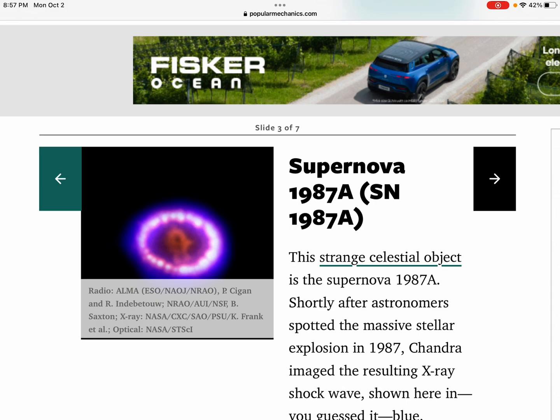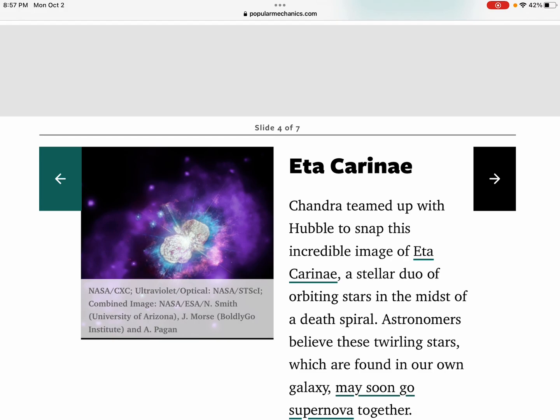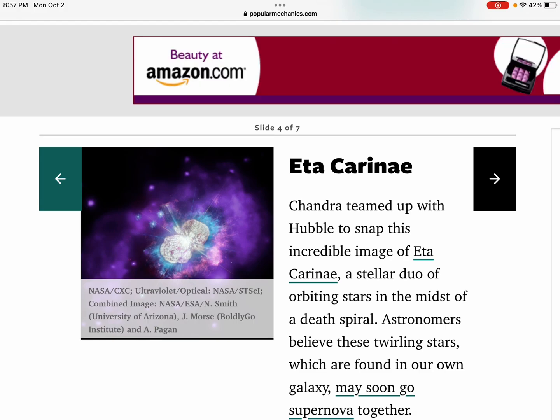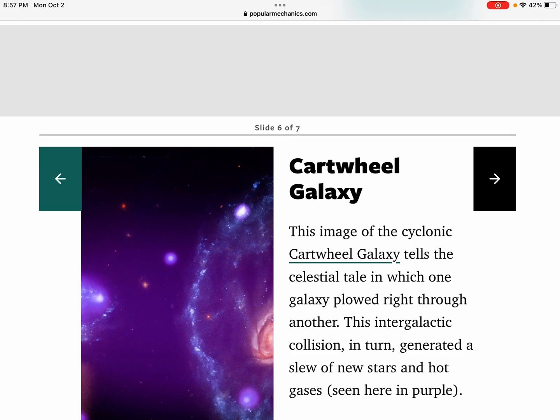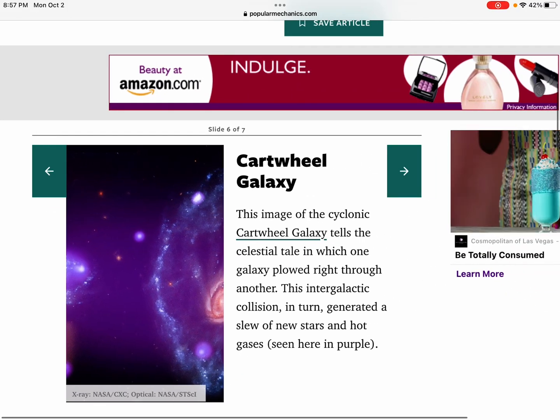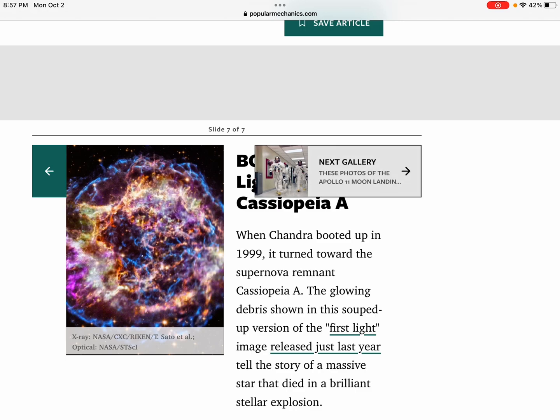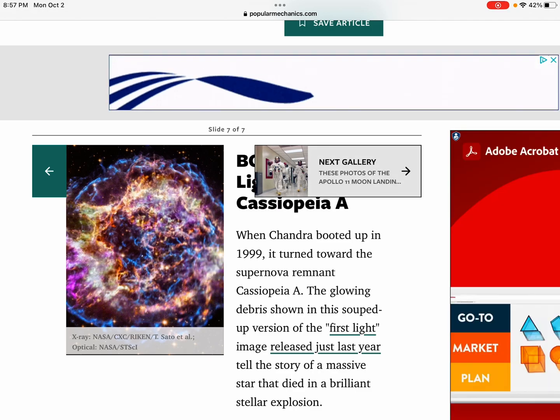So again, if we didn't have this X-ray, we really wouldn't see anything. But with this X-ray and adding colors behind it, we can see where the hotter parts are and where the cooler parts are. There's another one, the Helix Nebula. Again, you can see the different parts of it. The Cartwheel Galaxy. And then the last one here is a really popular one as well.